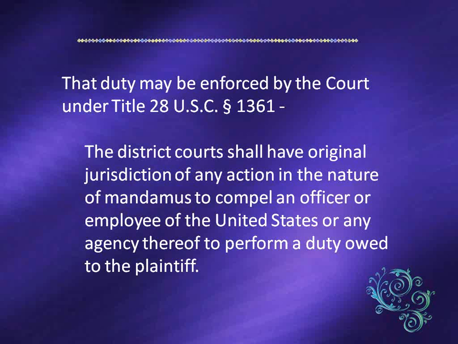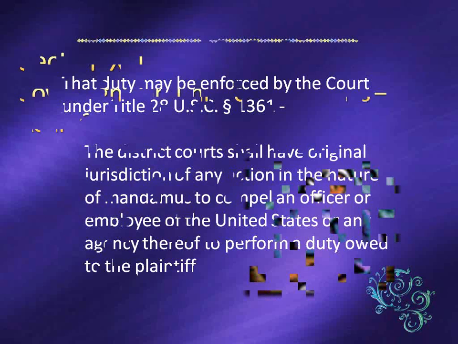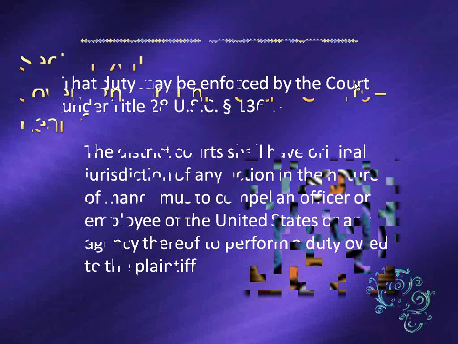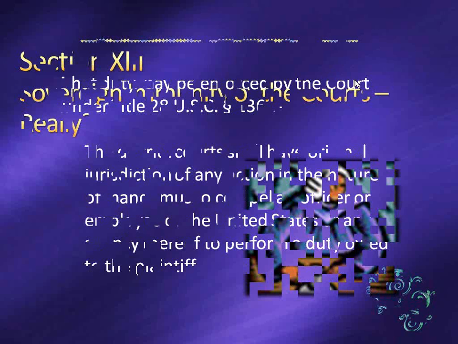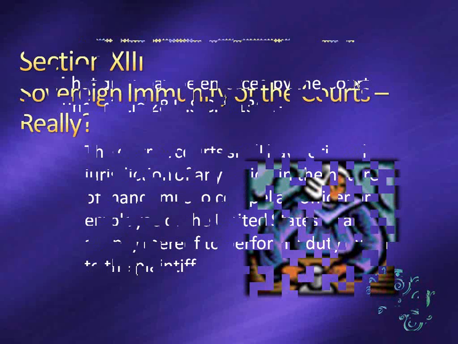Okay, so that's something for us to think about and figure out all the ways we can apply this so that the people can come to the aid of the persons as well as themselves in these out-of-control courts that we have. The next section is Section 13, which talks about sovereign immunity of the courts. They claim to have it, but do they really? I say not.